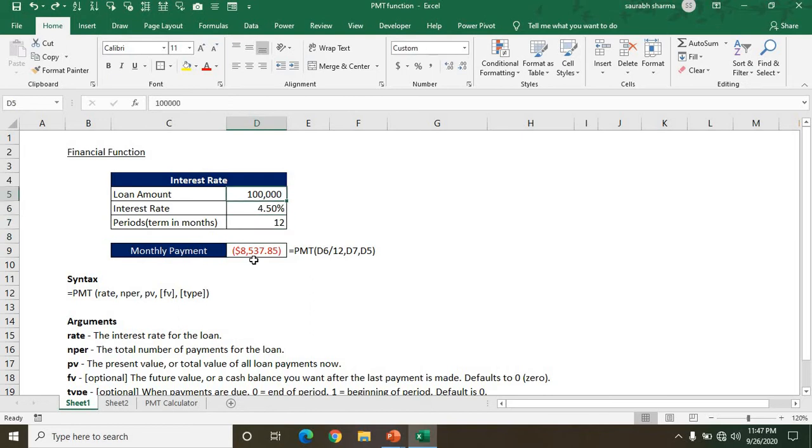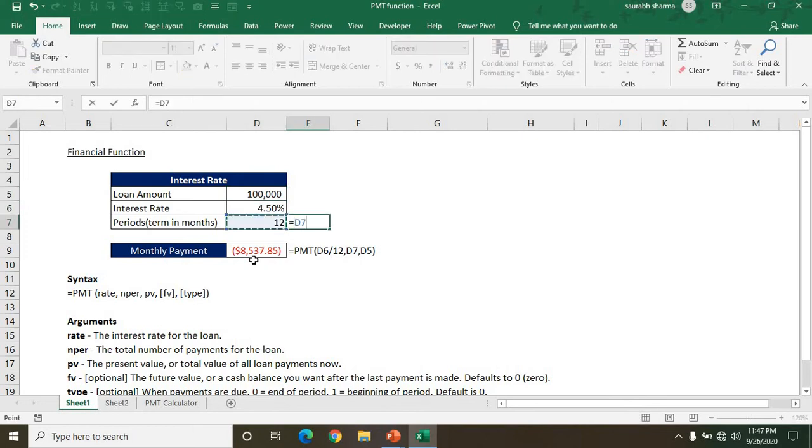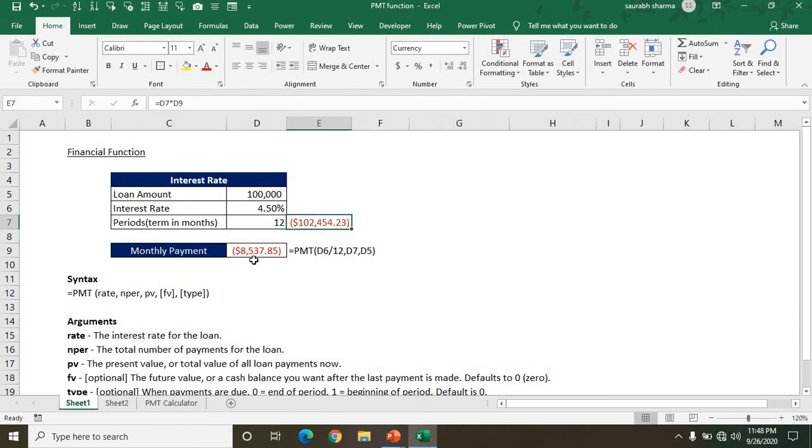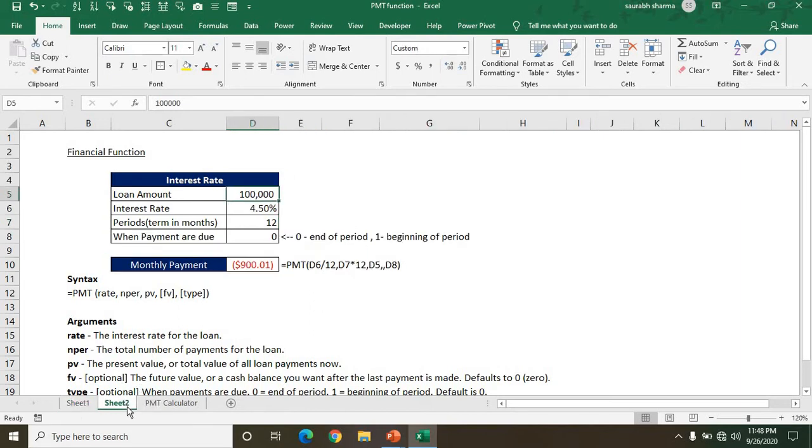So this is how to calculate the loan amount. Let's suppose I calculate here 12 into the payment. If you're taking a 1 lakh loan for 12 months at an interest rate of 4.50, then you have to pay 2,454 rupees extra for this particular loan. Let's see one more example for the PMT.